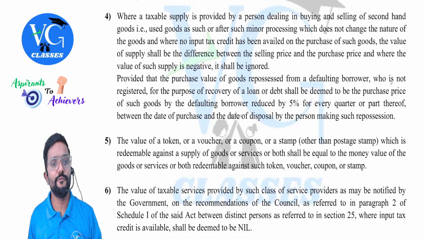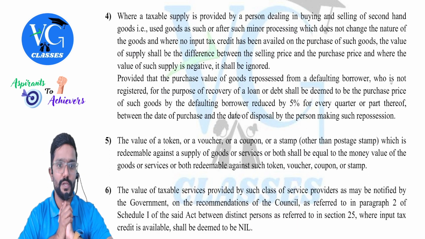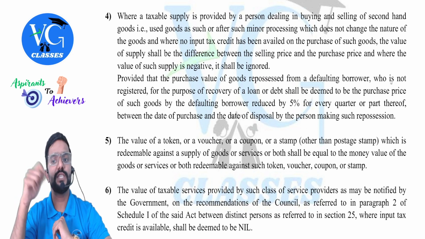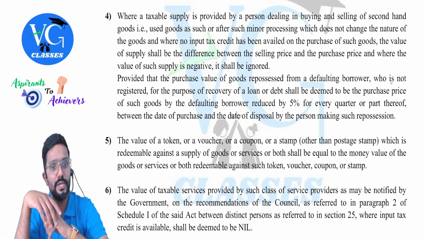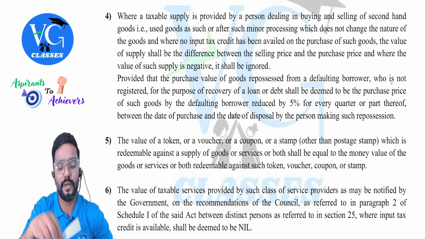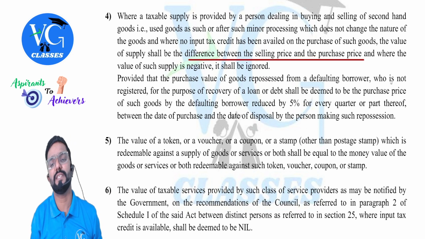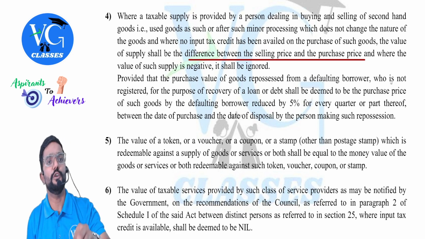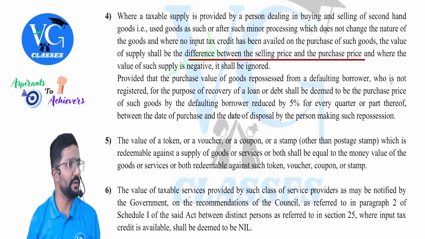Okay. Fourth point. Where a taxable supply is provided by a person dealing in buying and selling of second-hand goods, used goods as such, or after such minor processing which does not change the nature of the goods, and where no input tax credit has been availed on the purchase of such goods, the value of supply shall be the difference between what? The selling price and purchase price. It is nothing but profit. And where the value of such supply is negative, it shall be ignored. Means if it is a loss, ignore it. Profit means value of supply. Loss means ignore it. Guys, simple.